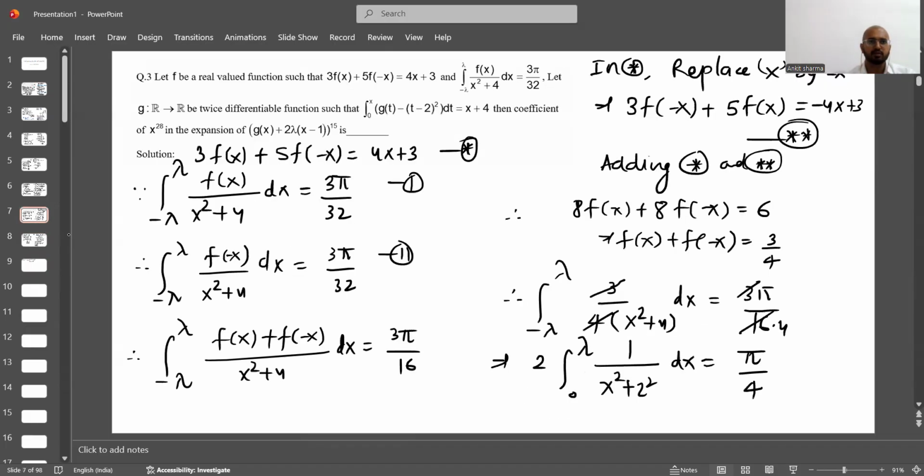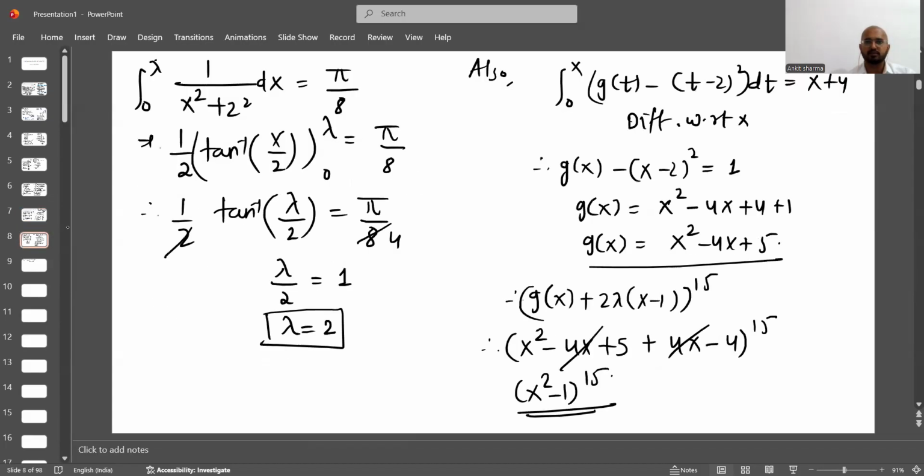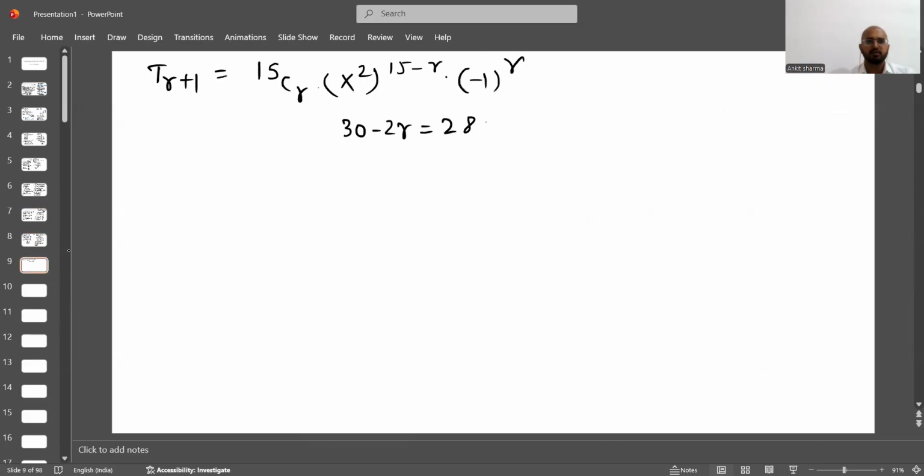The coefficient of x to the power 28 is required in this expansion, where (g(x) plus 2 lambda times x minus 1) to the power 15 has degree 30. So from here 30 minus 2r will be 28. I thought here r would be 28, but that's not correct. So 2r is equal to 2, which means r is equal to 1.